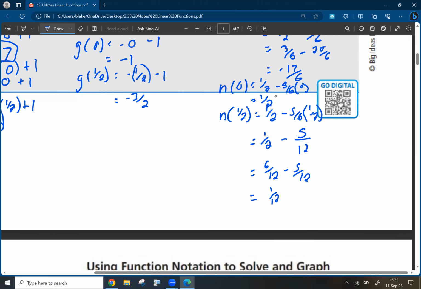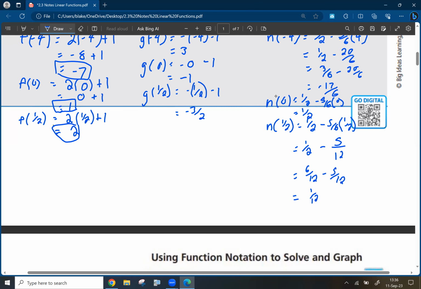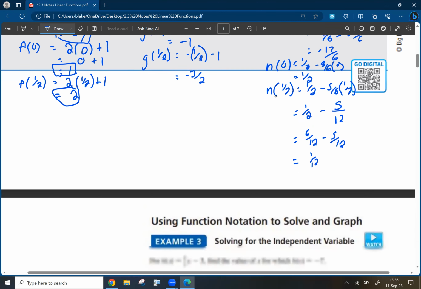All right. So I did those a little bit quickly, but again, they are just kind of plugging in the numbers. So calculator can help for sure, but ultimately, just plugging in the number.